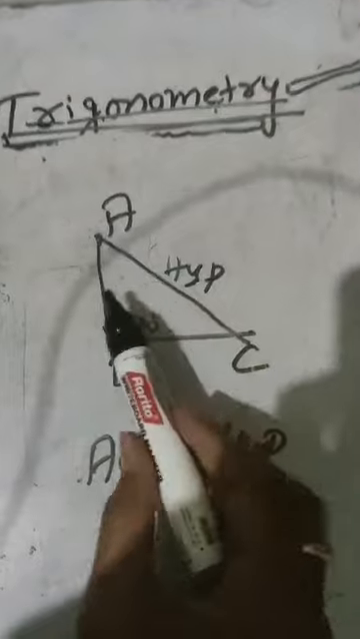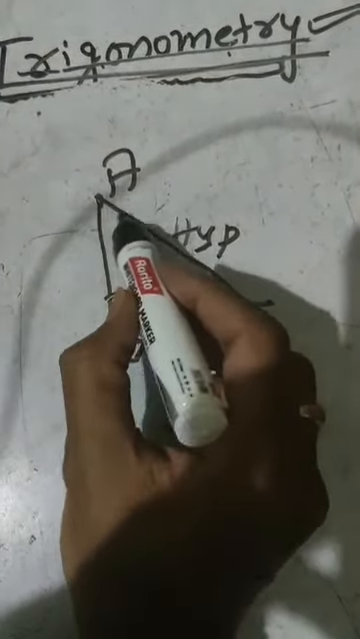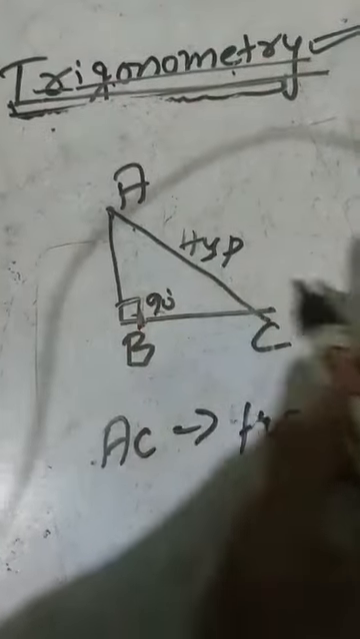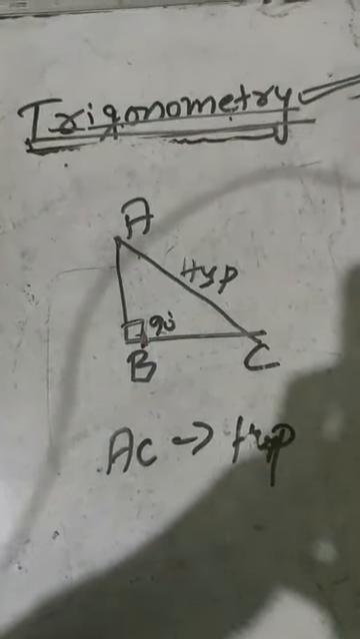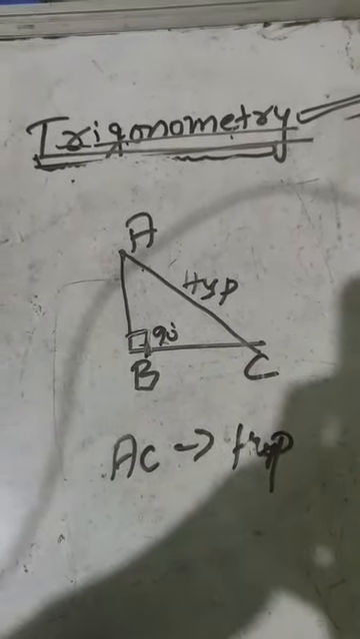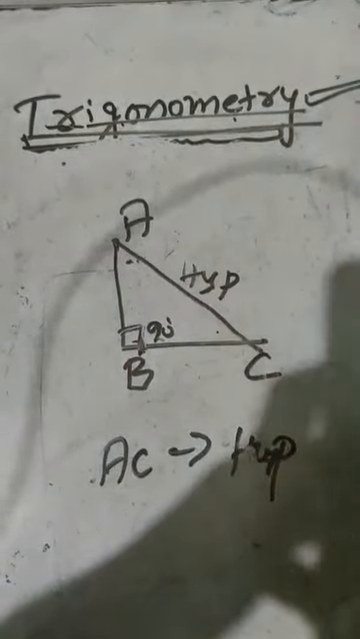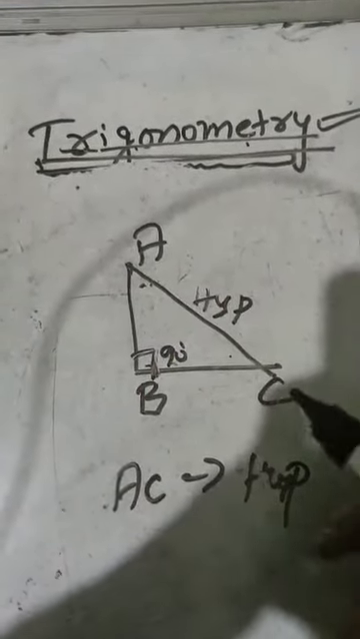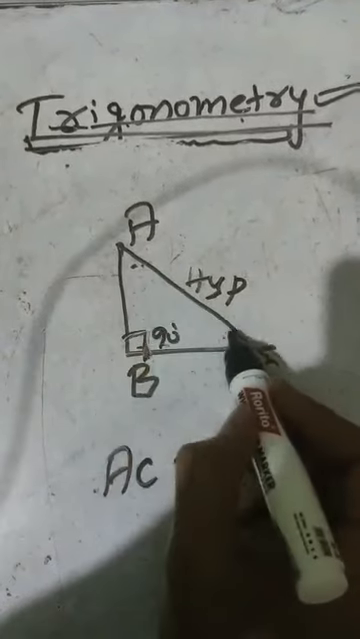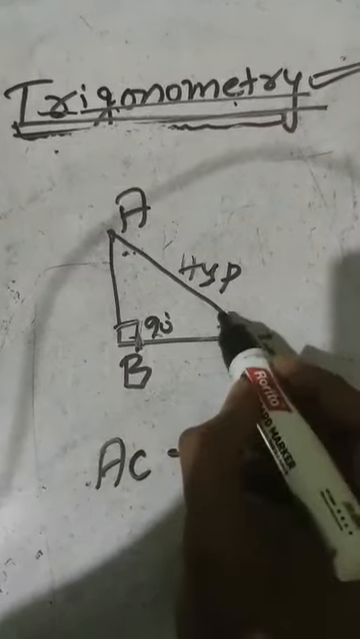Next, angle B is 90 degrees. The remaining two angles are A and C. These two angles must be acute angles. In a right angle triangle, if one angle is a right angle, then the remaining two angles must be acute angles, meaning they measure less than 90 degrees. Then here A and C are acute angles.